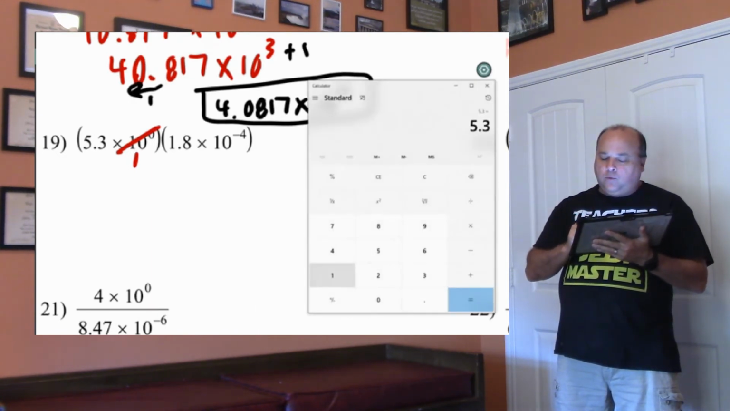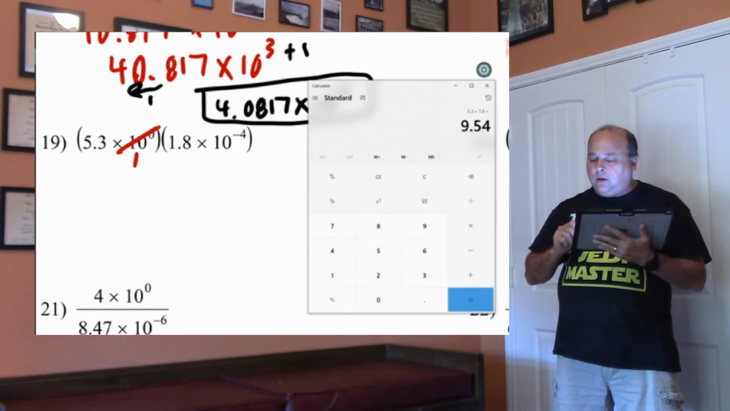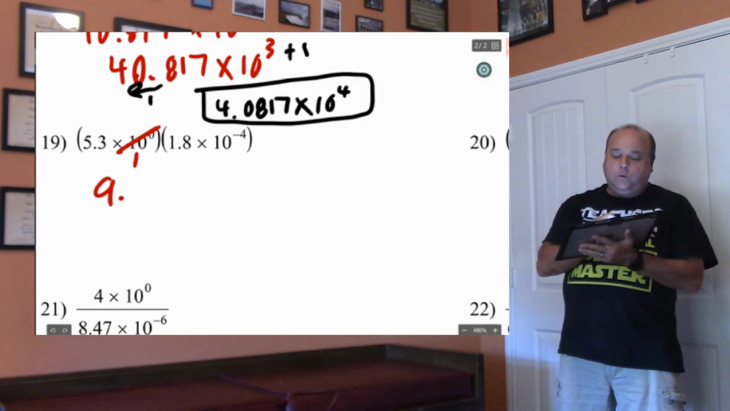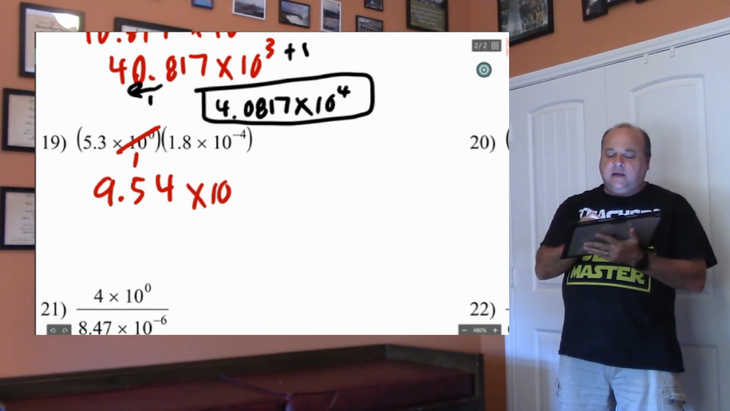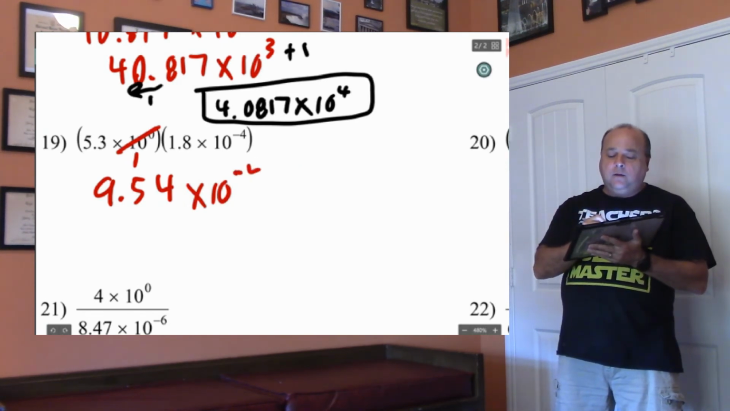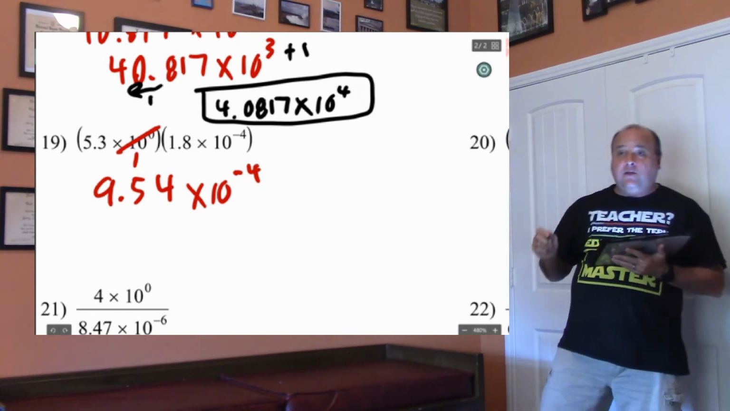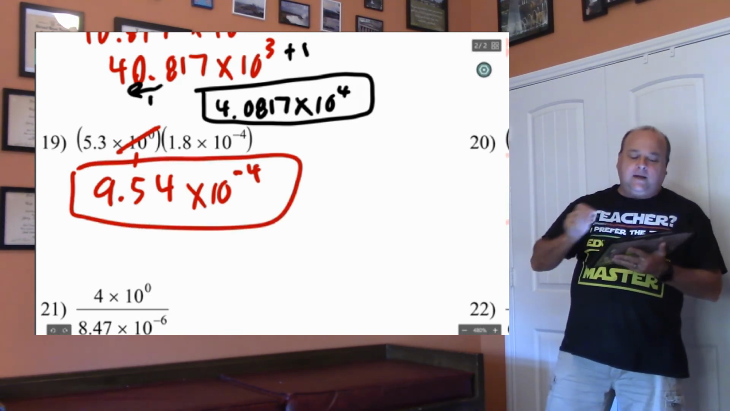5.3 times 1.8 equals 9.54. We don't have to move the decimal on this one, do we? And then we would do times 10, and basically 0 plus negative 4, right? 0 plus negative 4 is just going to be negative 4, isn't it? Notice the decimal is in the right spot in this one, isn't it? We don't have to move it, so we have the correct answer.